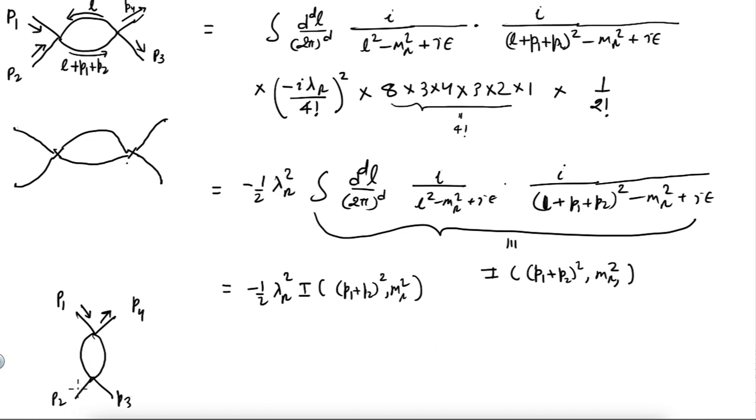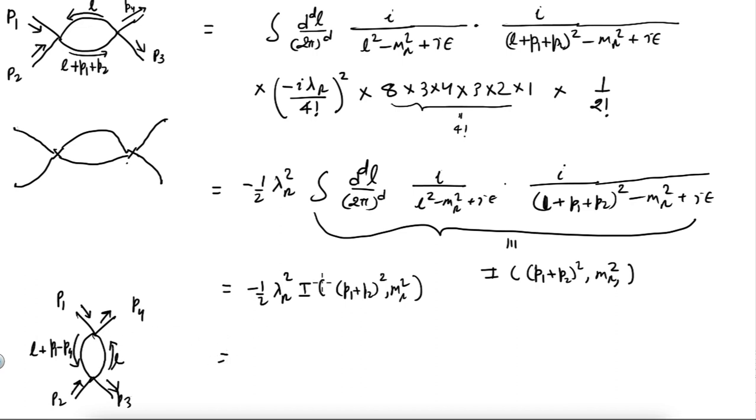Okay, let's assign loop momentum like this. It doesn't matter which way you assign the loop momentum. L plus P1 minus P4. Okay. L enters at this vertex. P1 also enters here. And P4 exits. So L plus P1 minus P4.